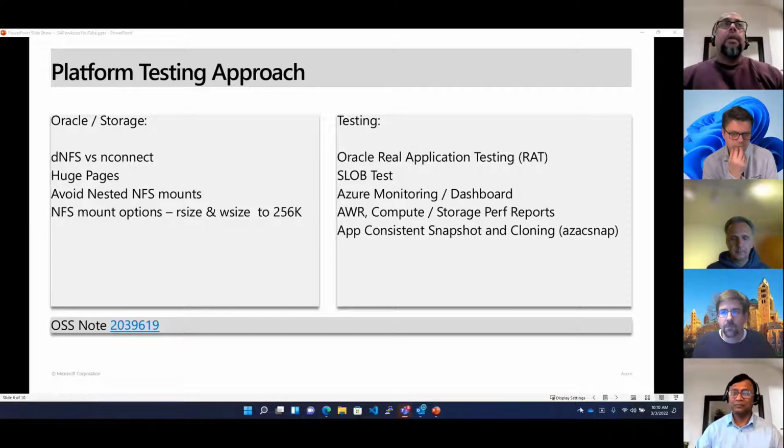We were obviously monitoring the Azure monitoring dashboards. We were pulling AWR reports and storage reports. And at the end of the day, we were as performant or better in Azure than a bare metal offering, which was amazing. Yeah, nice.